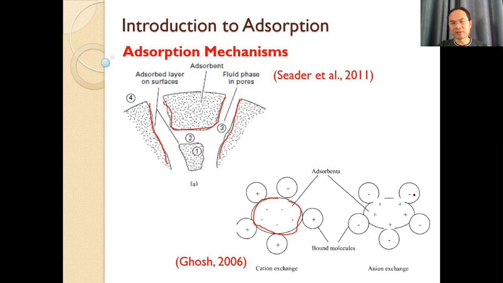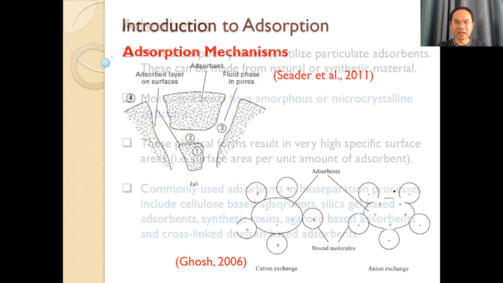In conclusion, for cation exchange, the surface of the adsorbent is anionic, which means only cations or solutes of that kind can accumulate. For anion exchange, the surface of the adsorbent is cationic, which means only anions can accumulate on the surface. This is, for example, ion exchange.